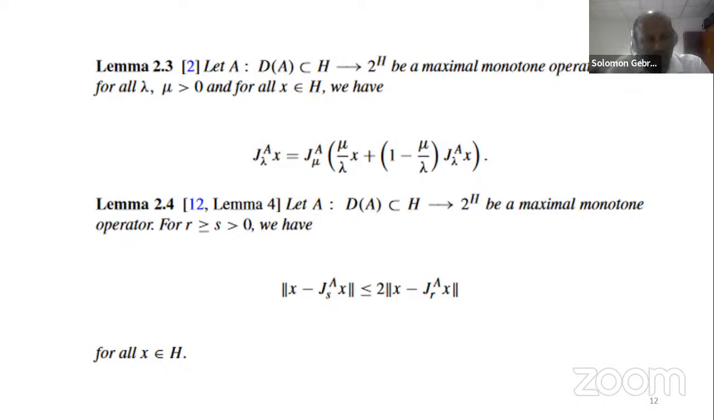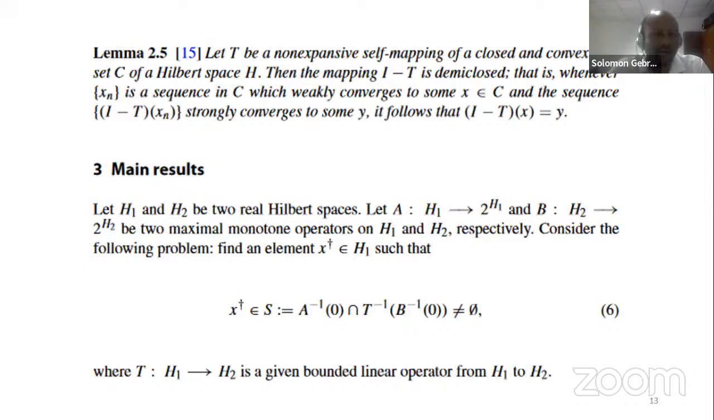And we have also this important lemma, which is about demi-closedness. Let T be a non-expansive self-mapping of a closed and convex subset C of Hilbert space H. Then the mapping I minus T is demi-closed. That means whenever we have a sequence x_n in C which weakly converges to some x in C, and the sequence (I − T)x_n converges strongly to y, then it follows that (I − T)x is equal to y.